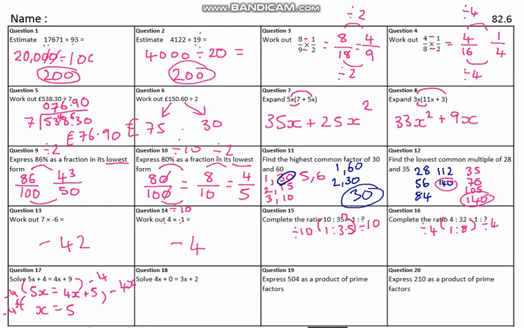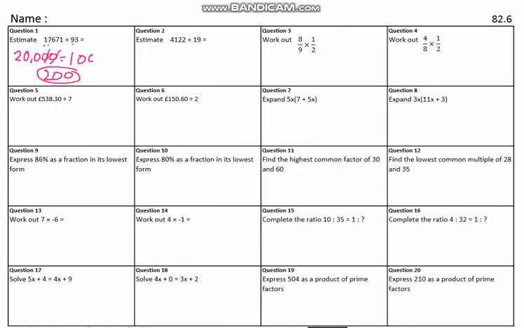Up next, we've got 4x plus 0 equals 3x plus 2. The first thing we can do is get rid of that 0. It doesn't mean anything, does it? So we can just put 4x equals 3x plus 2. Now all I need to do is get rid of this 3x, and then all my x's are on one side and all my numbers are on the other side.